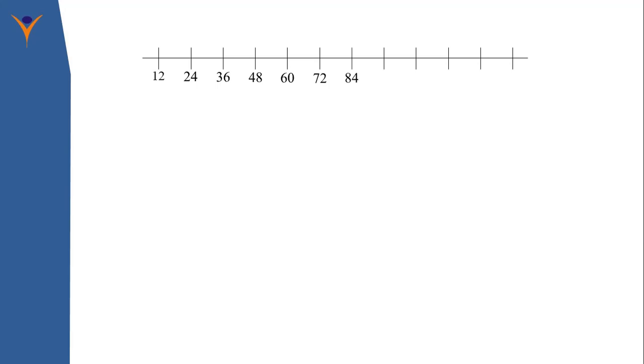Adding 12 again, we have 84. If we add another 12, we have 96. Adding another 12, we have 108. If we add 12 again, we have 120. If we add another 12, we have 132. And lastly, if we add 12 again, we have 144. So these are the numbers you will find on the 12 times table. So we call them multiples of 12.